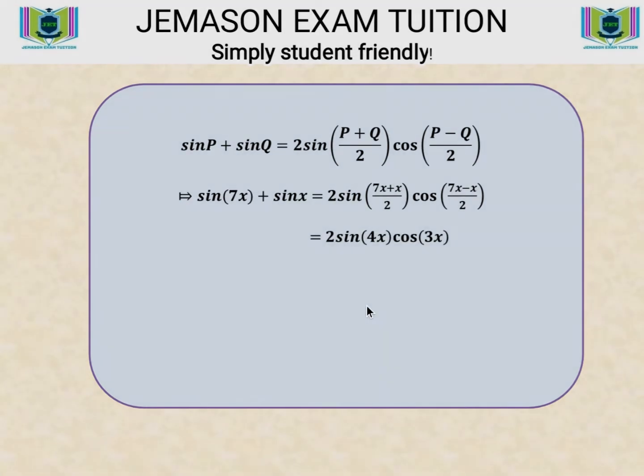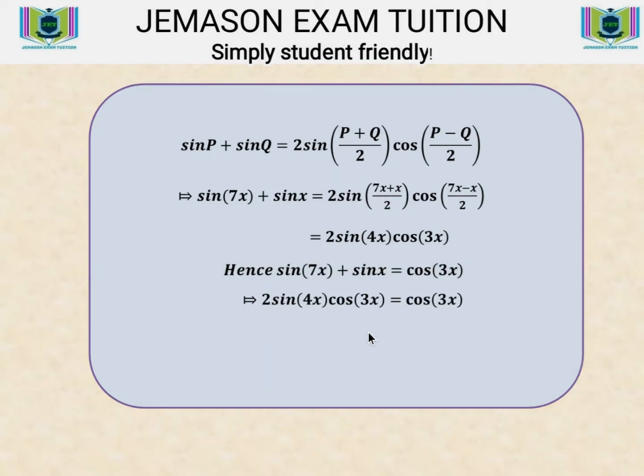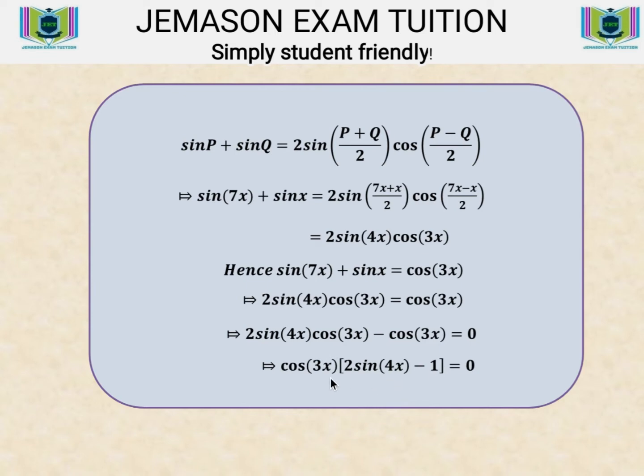And so replacing the left hand side by the simplified form, we have 2 sine 4x cos 3x equals cos 3x. Then we can send cos 3x to the left hand side, so that we proceed to factorize cos 3x, which is common in the two terms, and we have cos 3x times (2 sine 4x minus 1) equals 0.